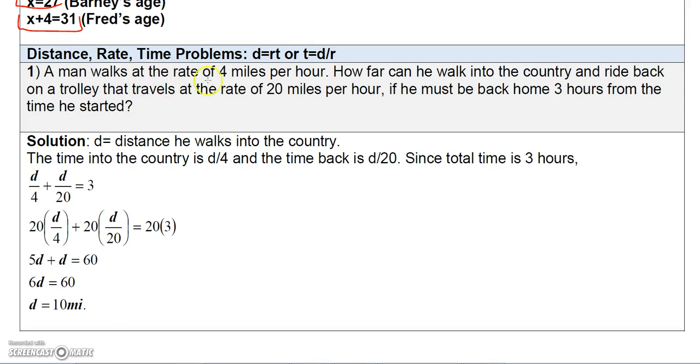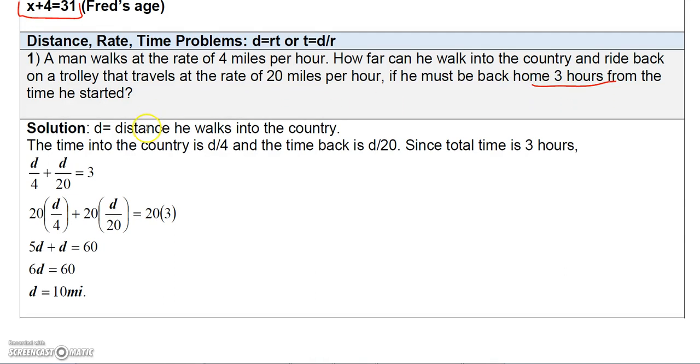It says here a man walks at a rate of 4 miles per hour. How far can he walk into the country and ride back on a trolley that travels at a rate of 20 miles per hour if he must be back home 3 hours from the time he started? So we know the total time has to be 3 hours.